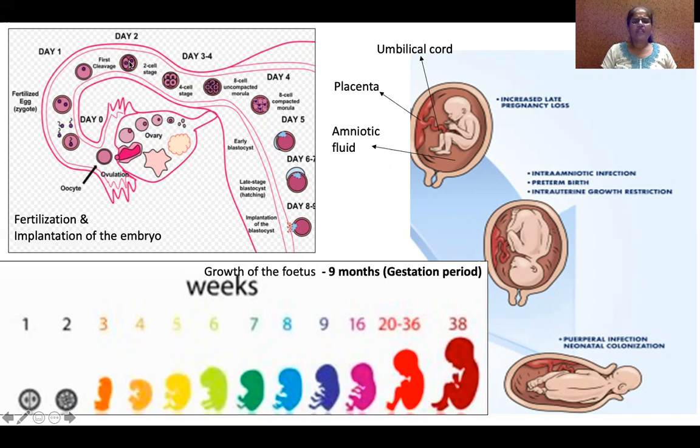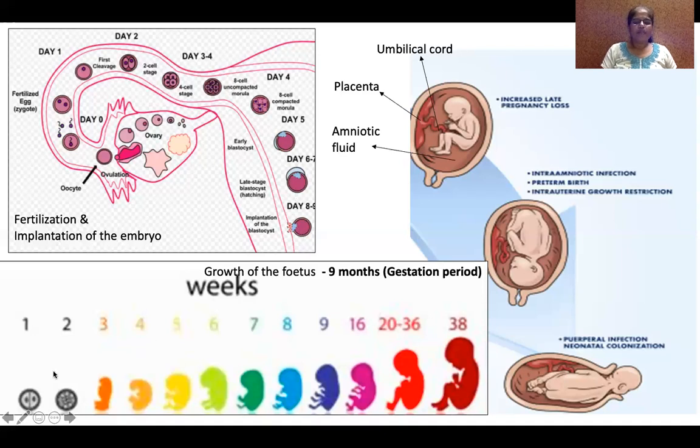It starts successive divisions: 2 stage, 4 stage, 8 stage. Then it enters the uterus, and when the divisions are almost complete, that stage is called blastocyst formation. Once the blastocyst formation is over, the blastocyst gets implanted into the lining of the uterus. This is the uterus lining. It gets attached to the uterus lining. This is called implantation: ovulation, fertilization, and then implantation.